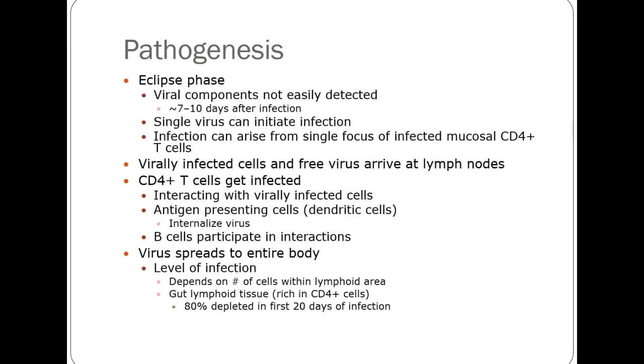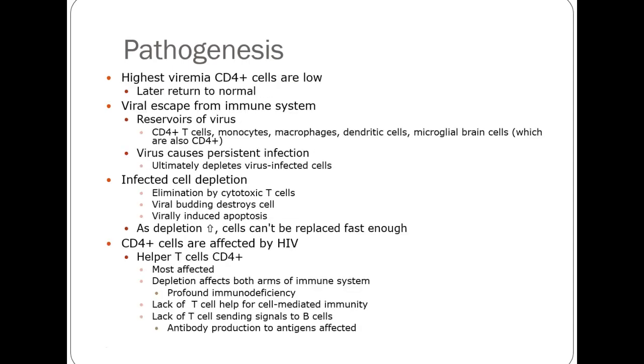So the eclipse phase is what's first. This is the 7 to 10 days after infection. It's not very easily detected. Virally infected cells and free virus arrive at the lymph nodes. The CD4 cells get infected, and the virus spreads rapidly. Okay, so usually within 20 days of infection, we can start to see this elevate. The highest viremia occurs, CD4 levels are low, but later return to normal.